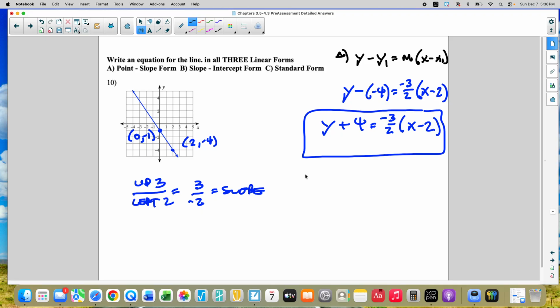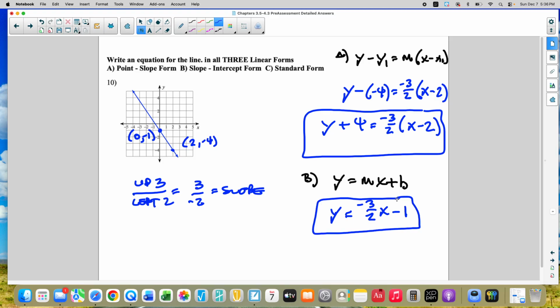B, slope-intercept form. So slope-intercept form is y equals mx plus b. And we have the slope already, and we have the y-intercept. So we can just plug that in. That's going to be y equals -3/2. That's my slope. And then my y-intercept is going to be -1. So that is the B.